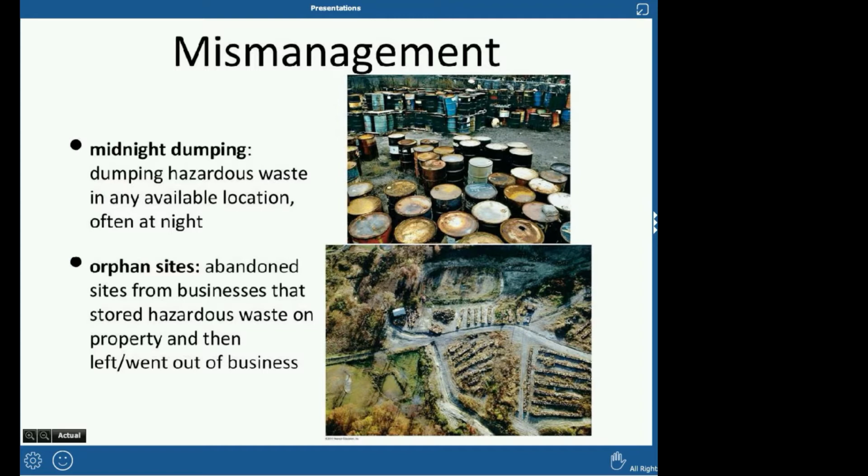Now, some illegal ways of getting rid of waste. There's something called midnight dumping. People will dump hazardous waste in any location, and they usually do it at night so people can't see them, and they'll just put it somewhere. And then there's also something called an orphan site, some of which can be considered Superfund sites. They're basically abandoned sites. They're businesses that stored hazardous waste on the property, and then they went out of business or left the property, but they left the waste there. So those are called orphan sites.